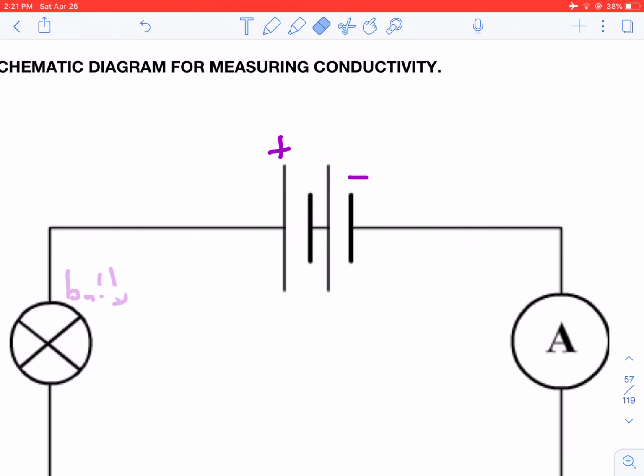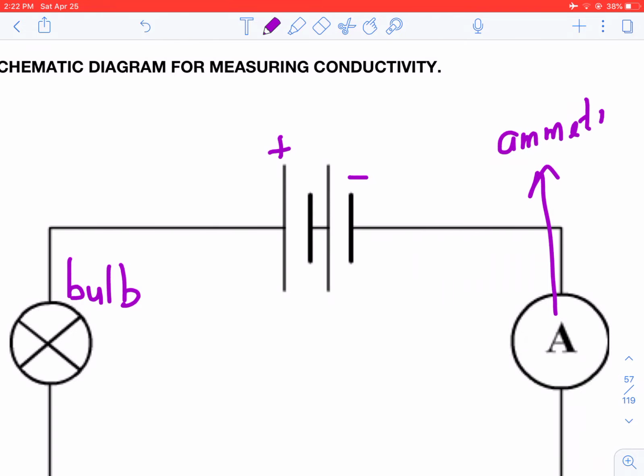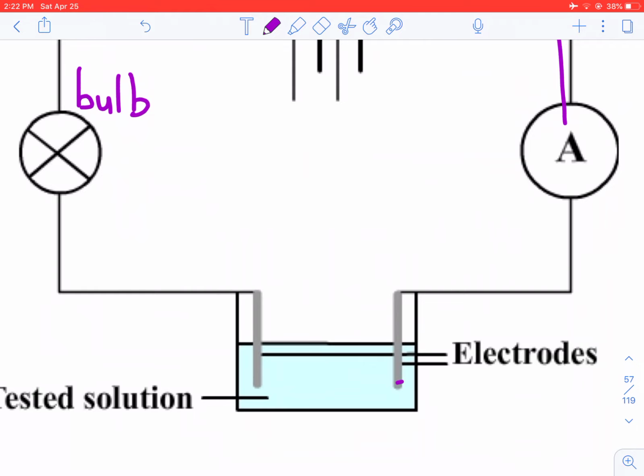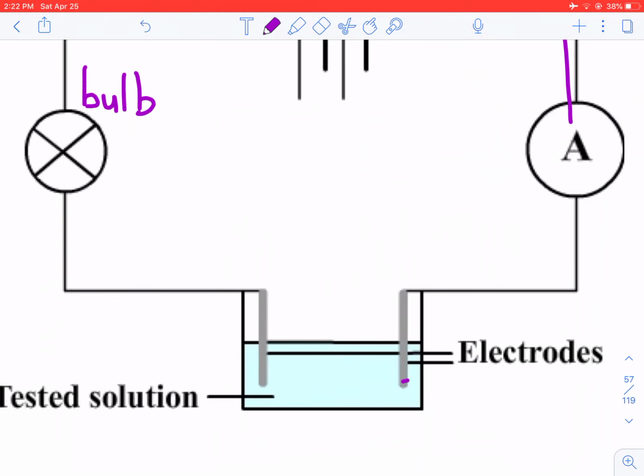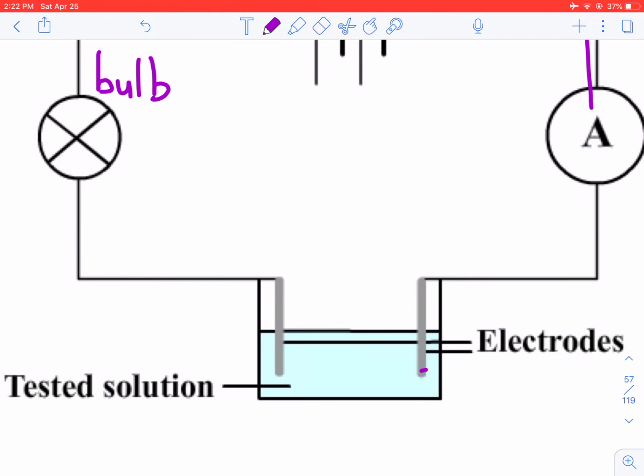We have a bulb, and here we have an ammeter, right? An ammeter measures electrical current, we know that. Here now we have a beaker, and in the beaker we can put the solution that we want to test.